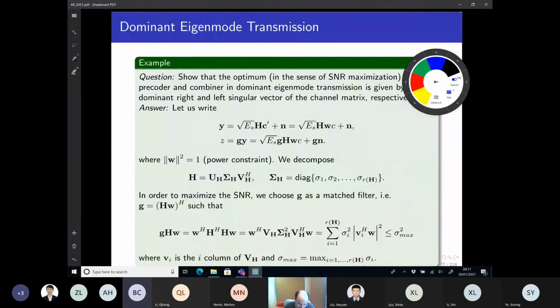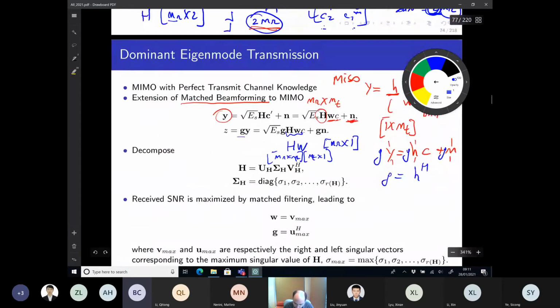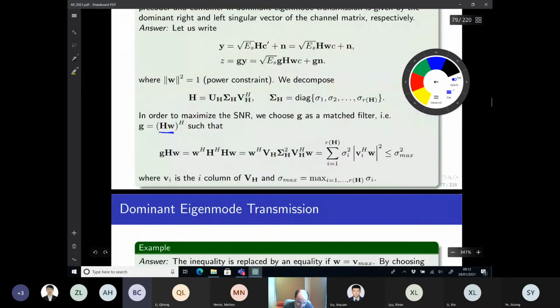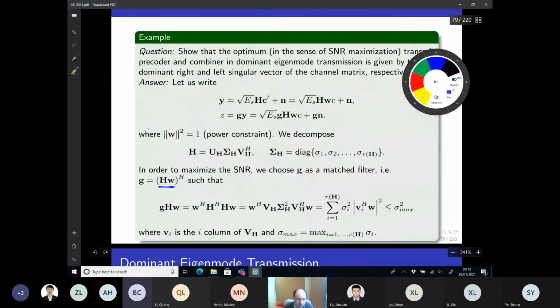So how do you design your combiner? You have an effective vector H now that is equal to that. That's my effective channel. And now I take the Hermitian of that effective channel. This is what we do when we do MRC, right? That maximizes the SNR. I can do the same thing. My effective channel is HW. So now I will take the Hermitian of HW to design G. That's what we have here. I choose G as a maximum ratio combiner.